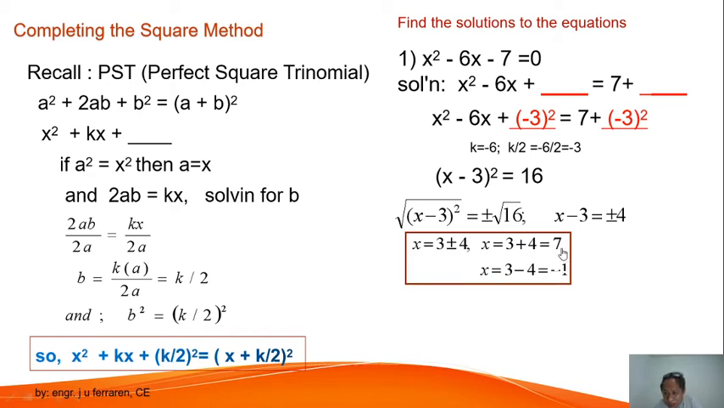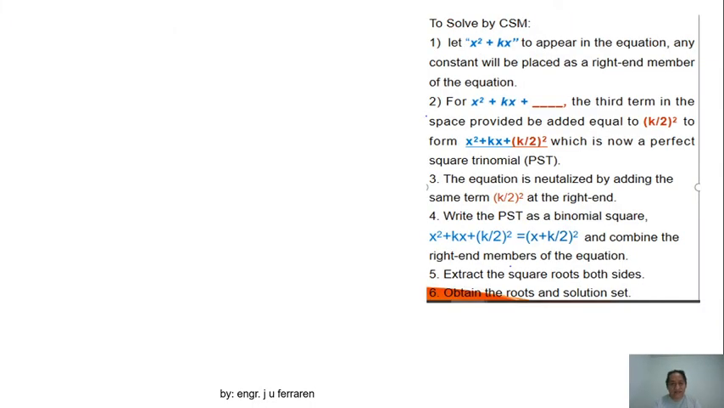So, if you combine, we have 7, and this is negative 1. So, your solution set will contain both elements. We have minus 1 and 7 as elements of your solution set. So, in number 2, there is a little variation with this.